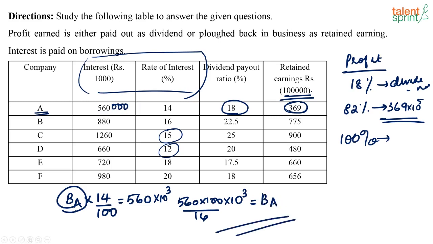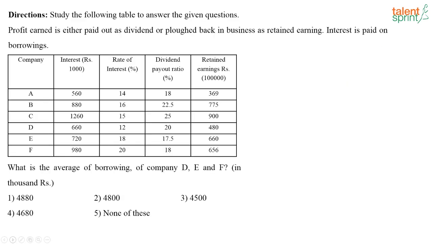Same way here, when you calculate, it is not exactly 369, it is 369 into 10 to the power 5 that is the retained earning, the exact earnings. Now I think if you read the questions, it will be very easy to solve, but you have to understand this. If you understand this, then solving the question is very easy.